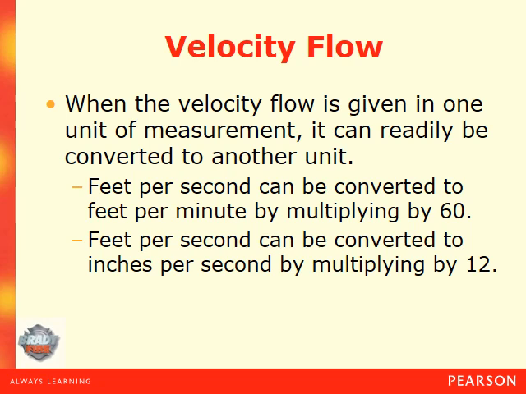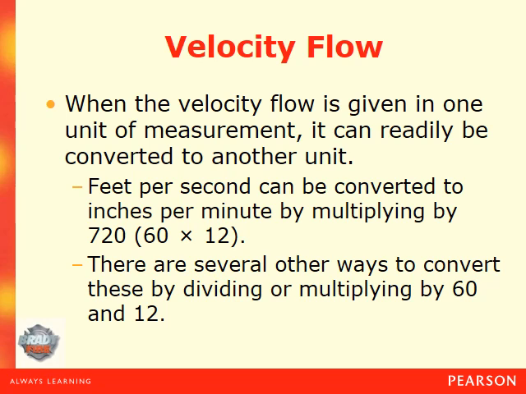When the velocity flow is given in one unit of measurement, it can readily be converted to another unit. Feet per second can be converted to feet per minute by multiplying it by 60. Feet per second can be converted to inches per minute by a second multiplication by 12, that is 60 times 12, which gives you 720. There are several other ways to convert these by dividing or multiplying by 60 and 12. Just whatever floats your boat.